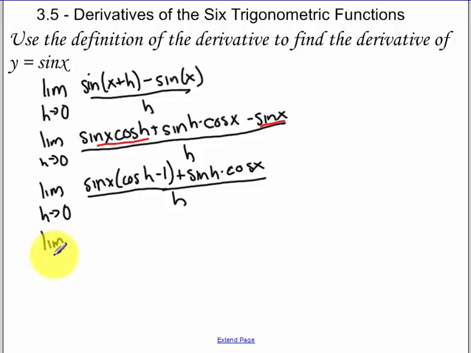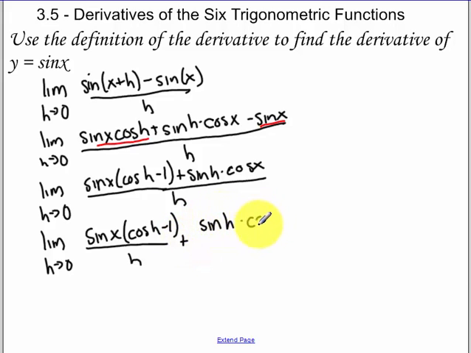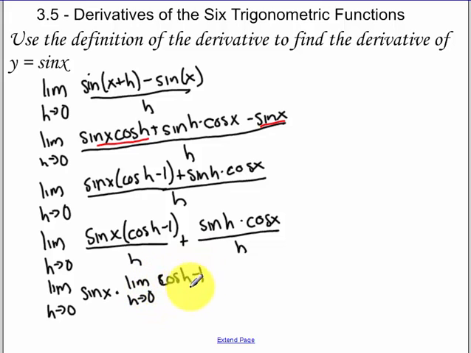Now I'm going to split it up, because you can split up your numerator across addition or subtraction. Now let's separate these out even more, because I gave you guys a few important trig limits that I wanted you to know. So I have sine of x. Now I'm going to put anything that has an h in it, any term that has an h in it, together.